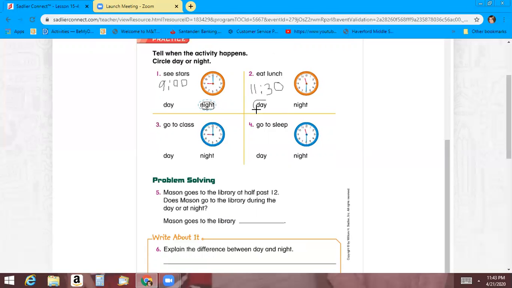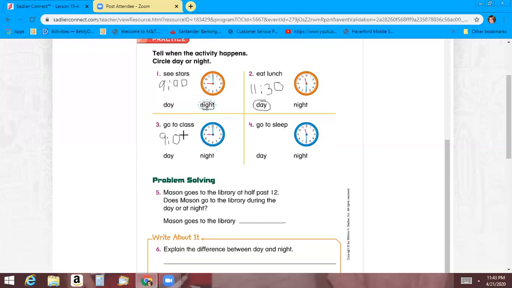Well, we always eat lunch during the daytime, so we're going to go ahead and circle day. Looking down at number 3 again, we're looking at the analog clock. We have our minute hand on the 12, our hour hand on the 9. So we know that that time right there is telling us that it is 9 o'clock.